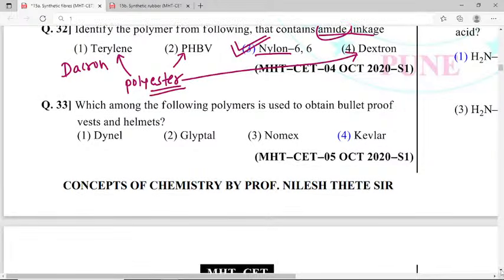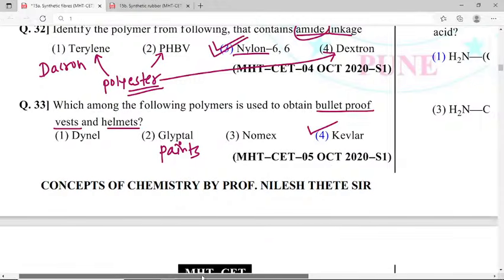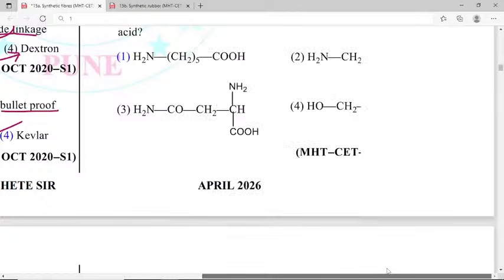Which among the following polymers is used to obtain bulletproof vests and helmets? Very important, that's Kevlar. Kevlar is the polymer used for making bulletproof vests and helmets. Glyptal is used for making paints. Nomex is used for fireproof vests or fireproof clothes.